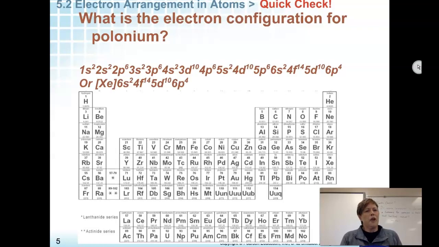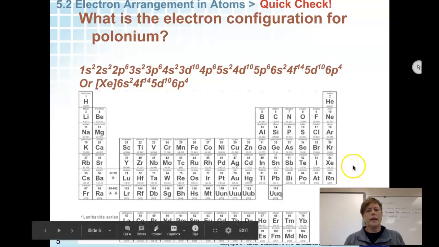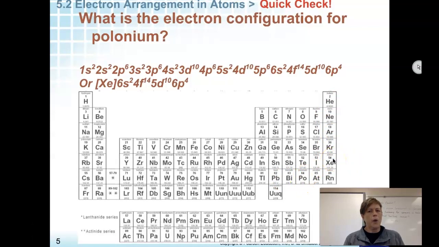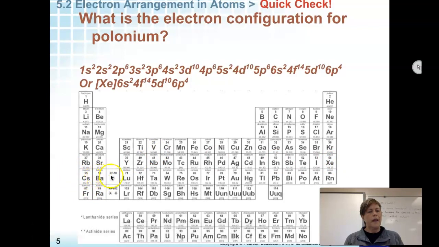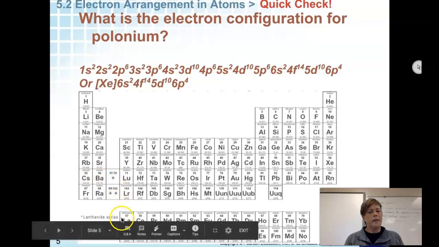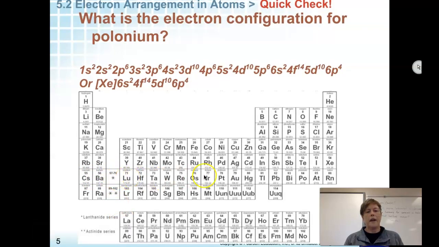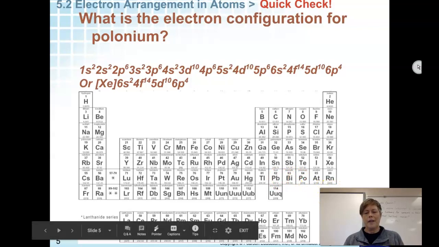In terms of the core, I selected xenon as my core because it's the closest noble gas, closest to polonium in terms of atomic number without going over. And then once I have that, I go to atomic number 55, which is 6s2, 4f14, because I have to go down here, then back up here to 5d10, and then 6p4, because you're 4 across. So that's the shortcut. Much easier.